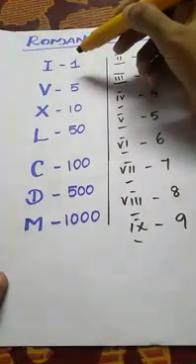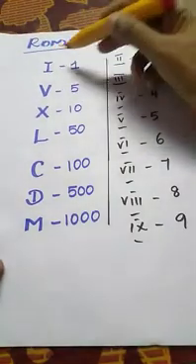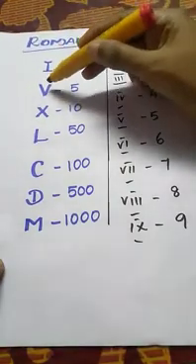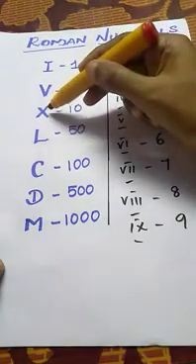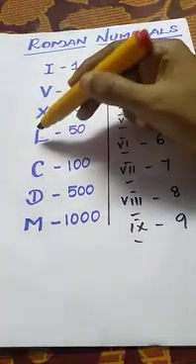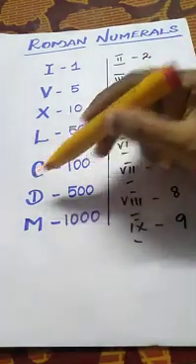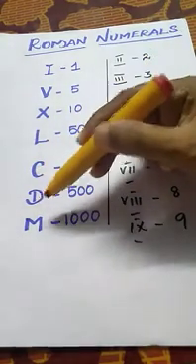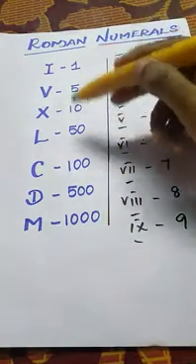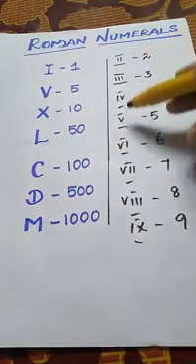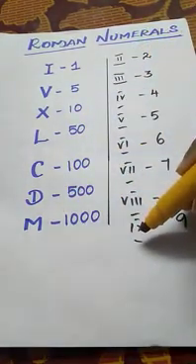In Roman numerals, we write I to denote 1, V to denote 5, X to denote 10, L to denote 50, C to denote 100, D to denote 500, and M to denote 1000. These are actually fixed values. These values follow some rules.